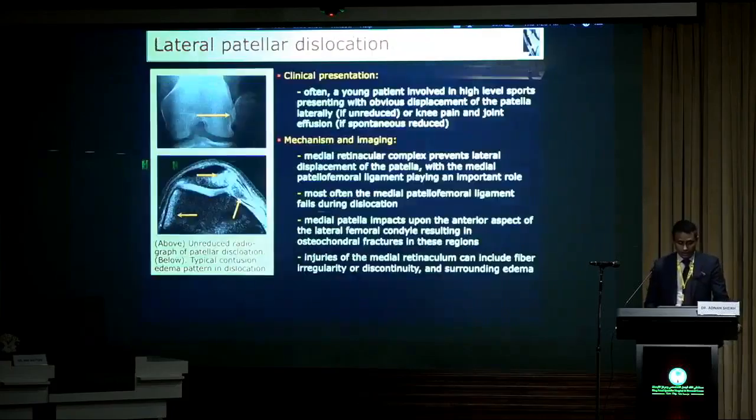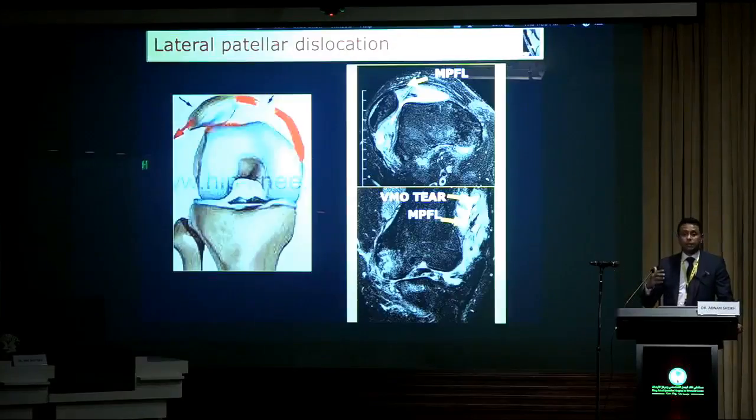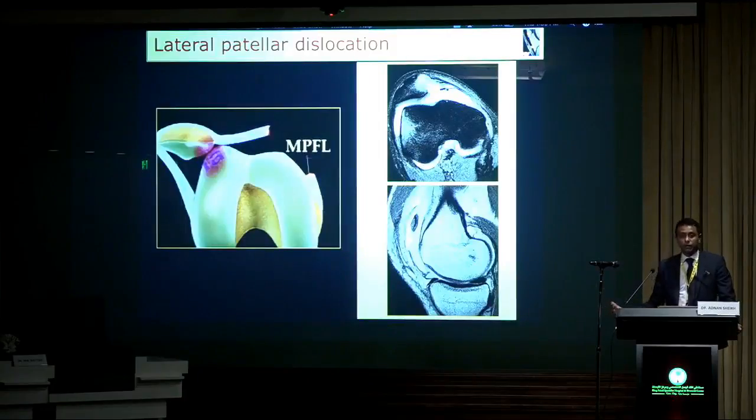Then I'll skip ahead to finish with the ligament and the medial retinaculum getting torn. The second part is the relocation part. The relocation part is when the patella tries to come back to its normal position. It is not that simple for the patella to come back to its normal location. When it does, it impacts against the lateral aspect of the femoral condyle. So that's why you get a classic contusion pattern between the medial patella and the lateral femoral condyle.